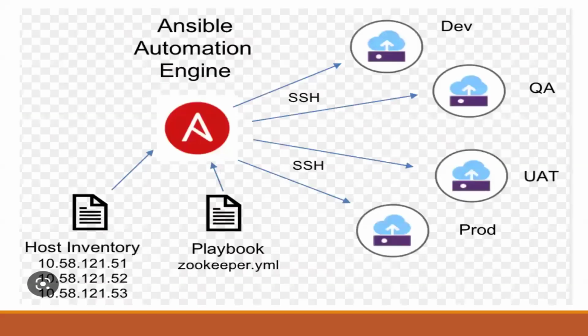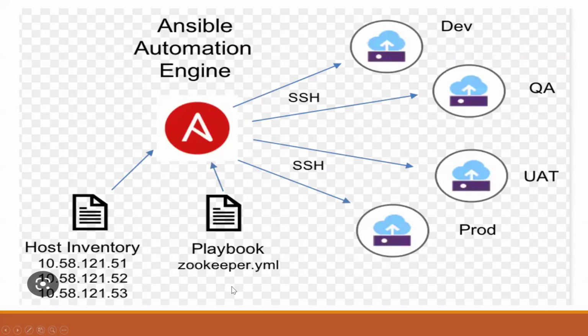Okay. So Ansible is the automation engine. For example, this is the architecture, guys. This is the Ansible server. In the Ansible server, you create the playbook, something like zookeeper.yml or install apache.yml. This is the playbook, guys. In the playbook, you can write the play. In the play, you can write the task. In the task, you can write the module.